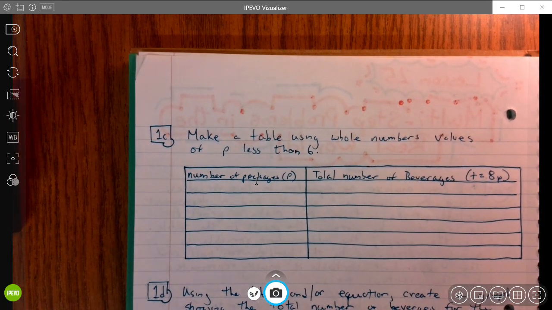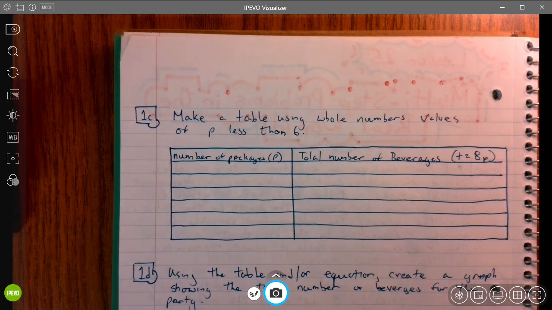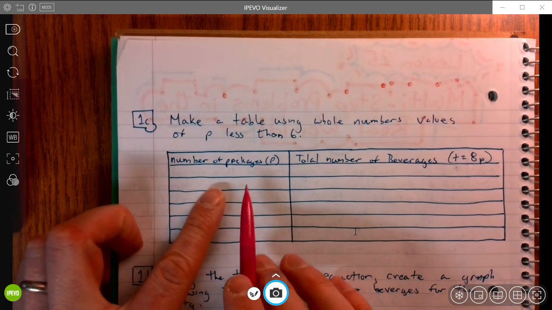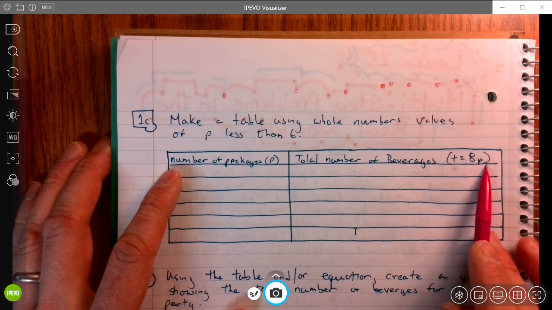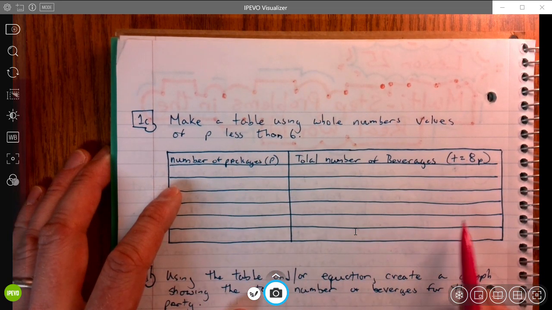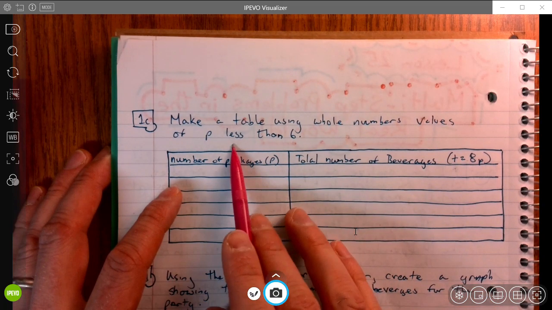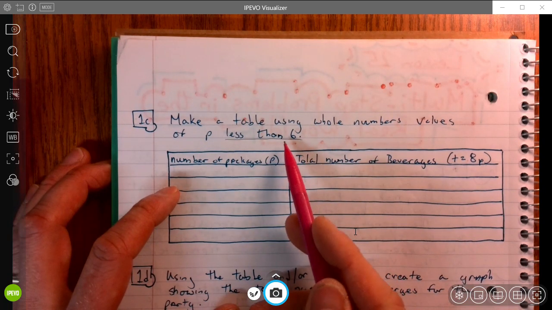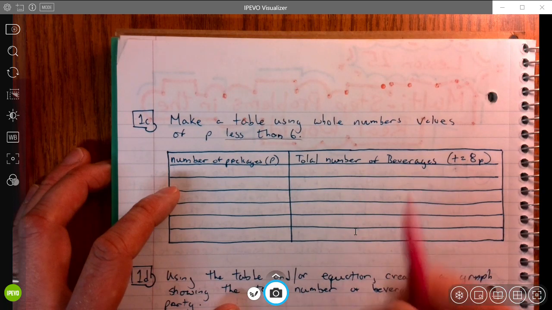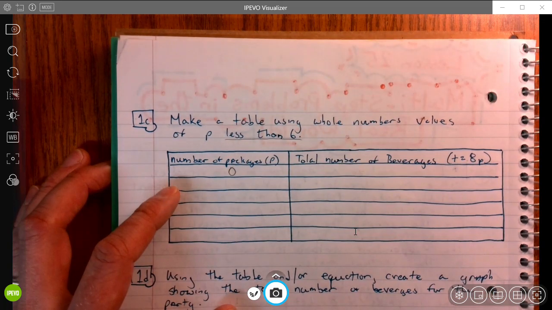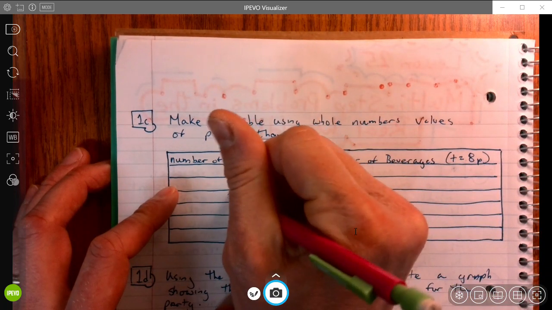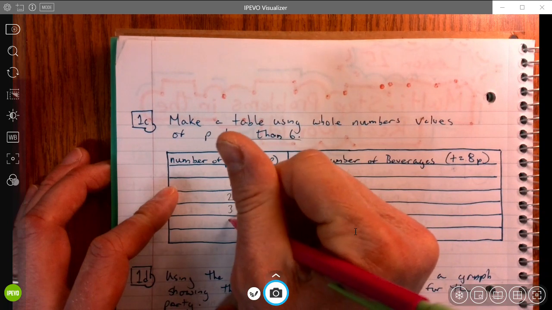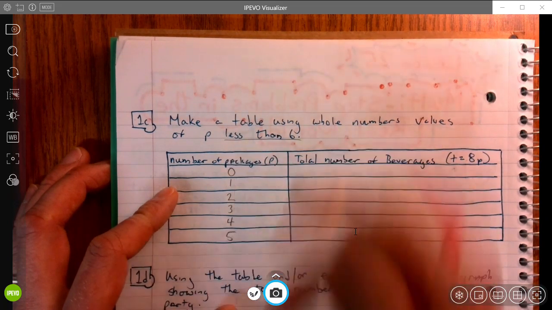So 1C says make a table using whole number values of P less than 6. We're going to use our equation T equals 8 times P to fill out this table. It wants us to use numbers that are less than 6. Well, how many packages could Zin buy that are less than 6? Well, 0 is less than 6, 1 is less than 6, 2 is less than 6, 3 is less than 6, 4 is less than 6, and so is 5.